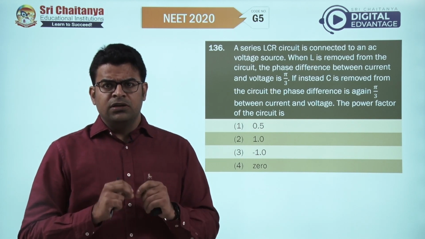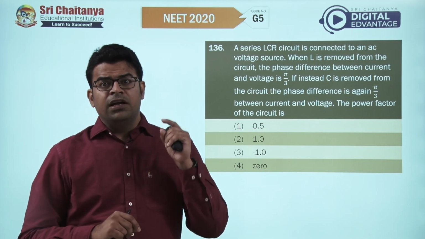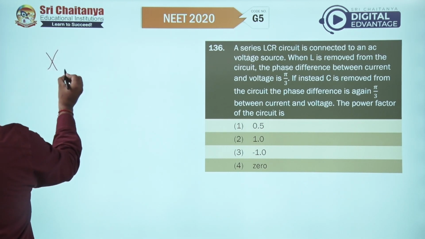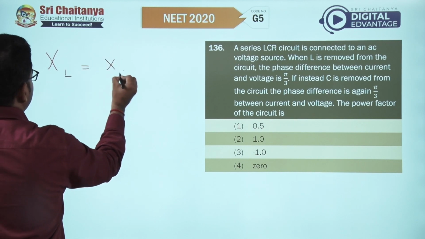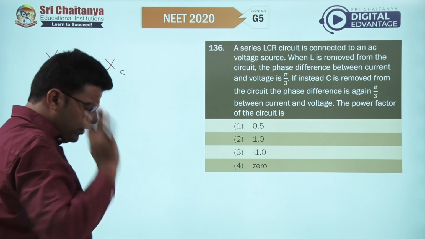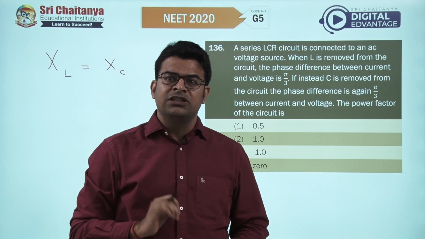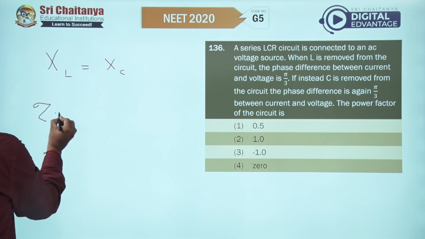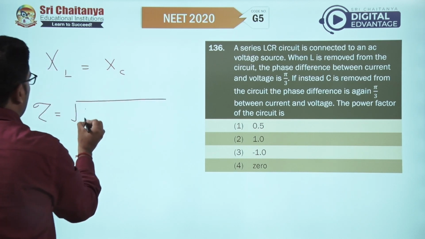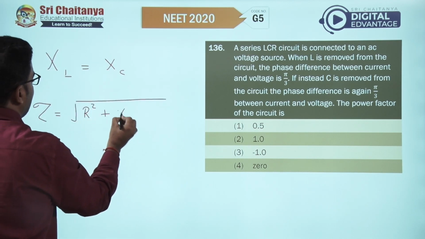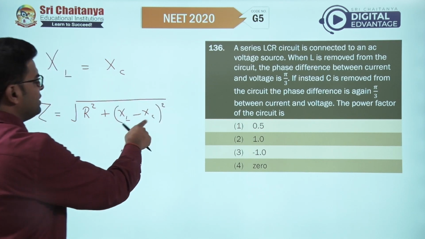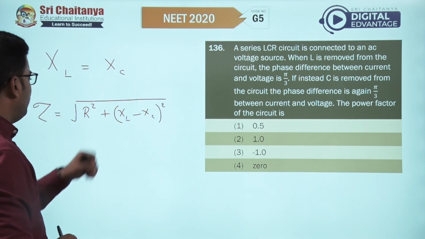So in the question, the data tells us that the inductive reactance and capacitive reactance are equal. Since XL equals XC, we know that this LCR circuit is under resonance condition. The impedance for an LCR circuit Z is given by the square root of R squared plus (XL minus XC) whole squared. Since XL and XC are equal, they are going to cancel out each other.